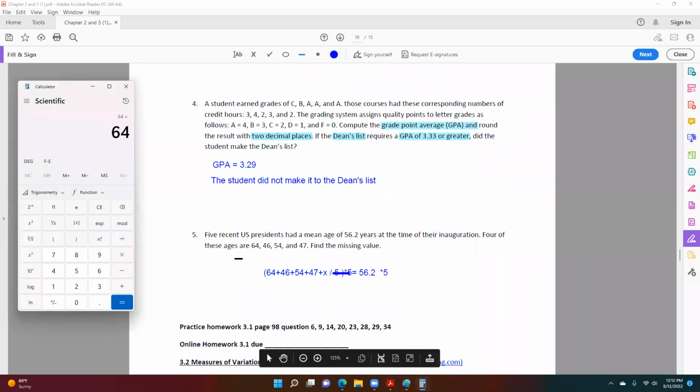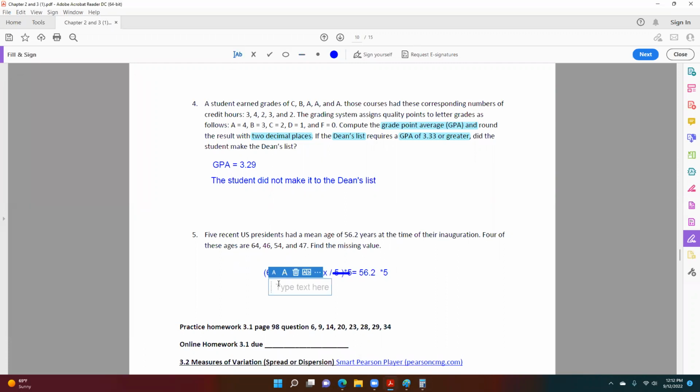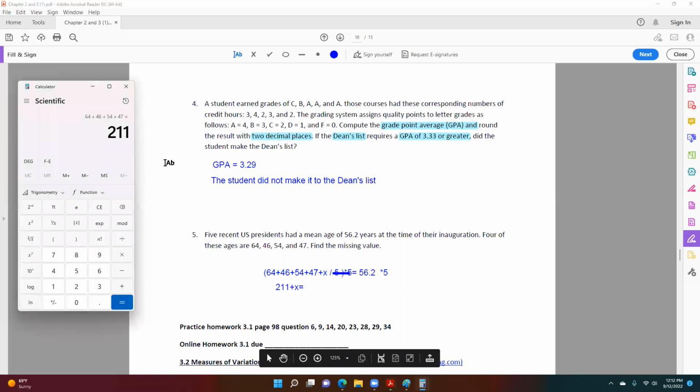So 64 plus 46 plus 54, again 54, plus 47. So this came up with 211. So this is 211 plus x. 211 is where I add all the 4 ages of the presidents. And don't forget, I need to multiply this by 5. So I need to take 56.2 times 5. So that came up to be 281.